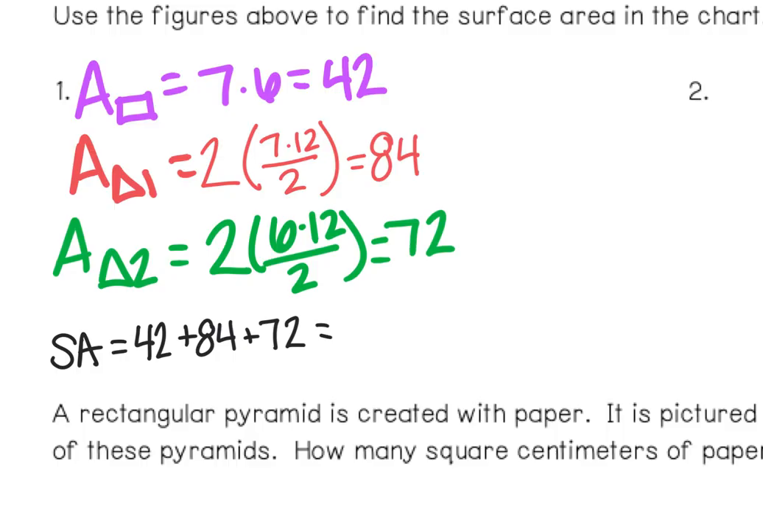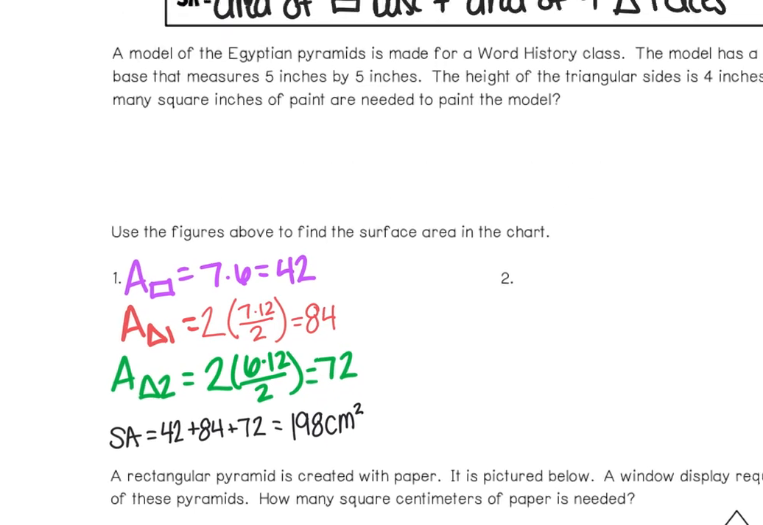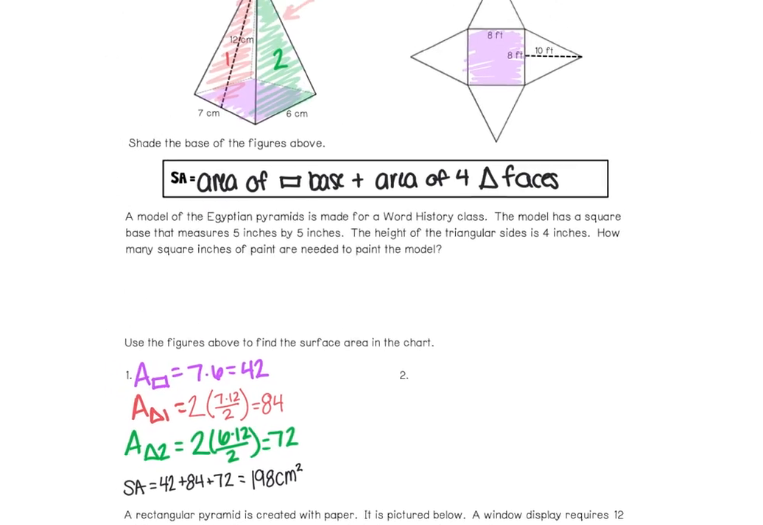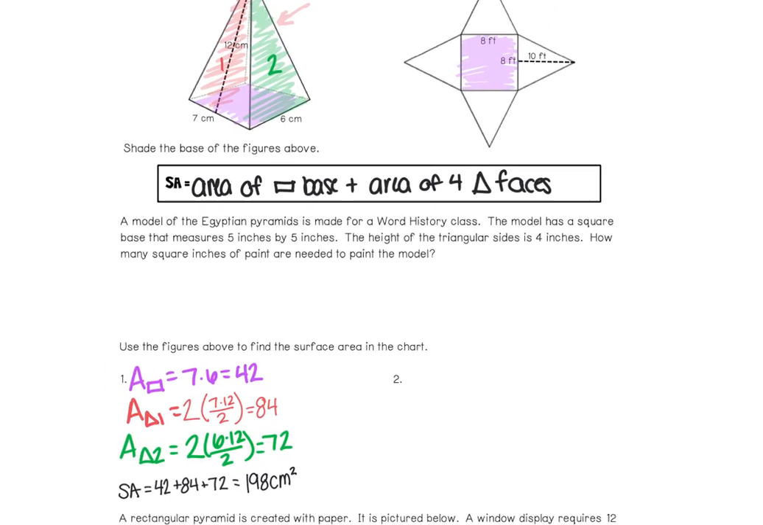Centimeters squared. Very good. 198 centimeters squared. Take a second, look that over, look at how we've got it color coded. See if there are any places where maybe I lost you or if you have questions that I can answer before we go on to this next one.